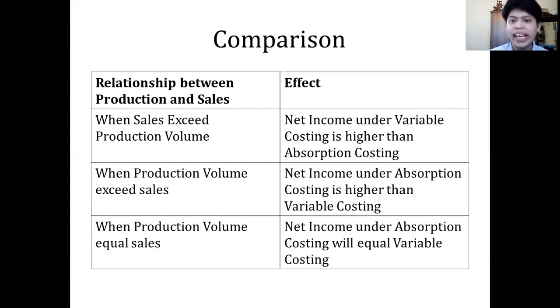Variable costing means that we expense everything. So if our sales are small and the factory overhead cost is the same, we will always expect a lower net income if we use variable costing. And finally, when production volume equals sales, that's the time that net income under absorption costing will equal variable costing. So that's it for the theory. Right now, let's go to the problem.